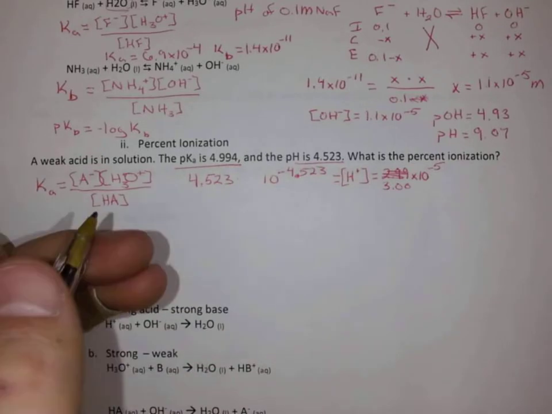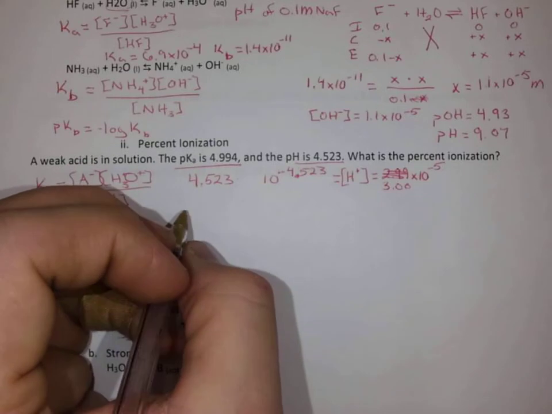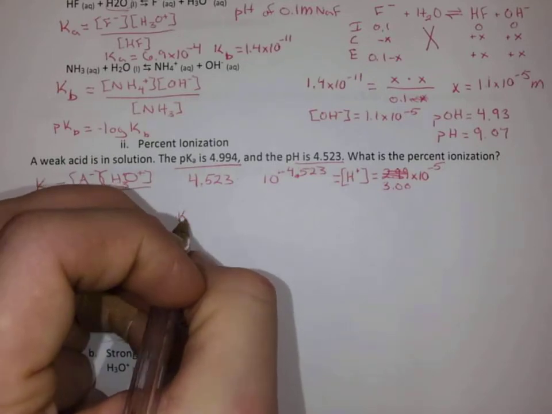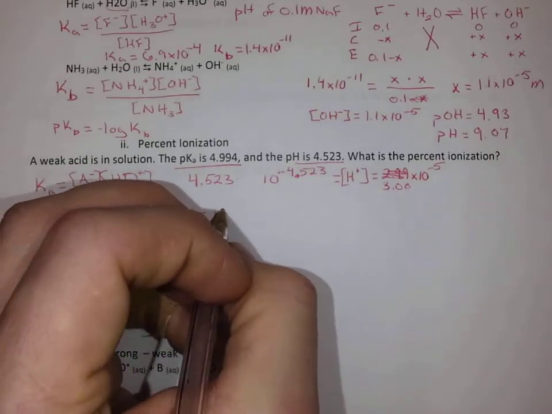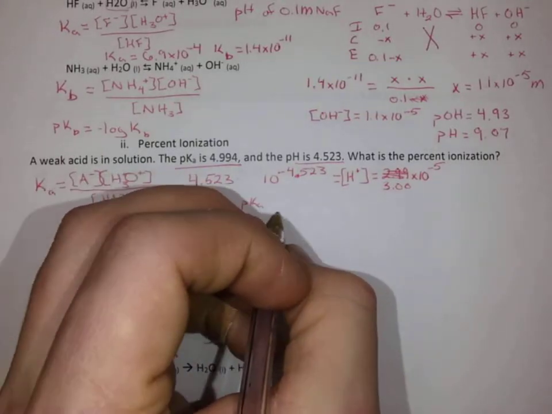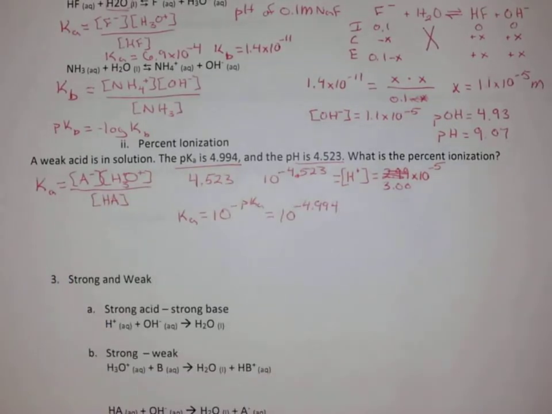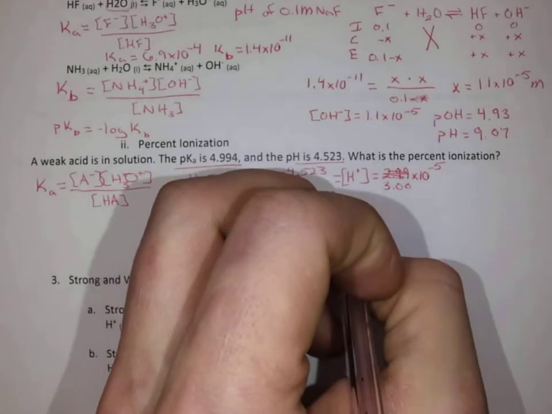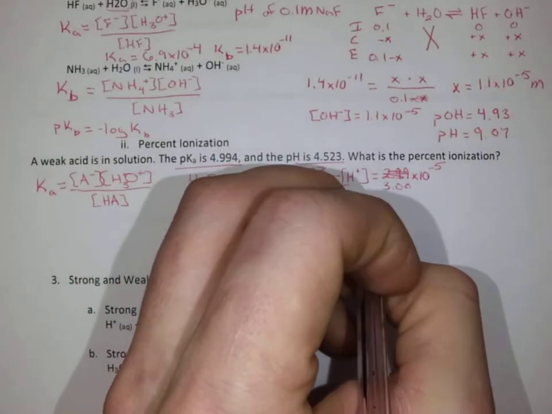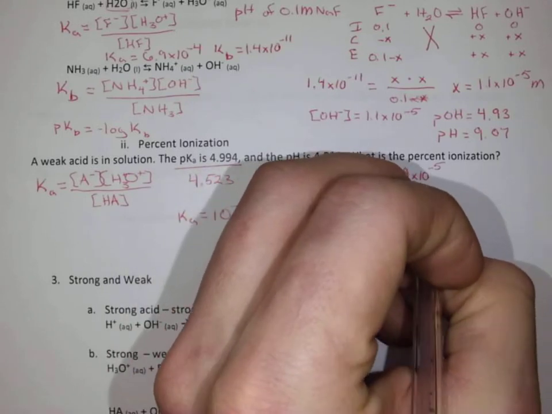We also know the pKa. So if I know the pKa, I can calculate my Ka. So Ka is going to be equal to 10 to the minus pKa, which is 10 to the minus 4.994. So we're going to again have another 10 to the negative fifth number. 10 to the negative 4.994 is equal to 1.0139 times 10 to the negative fifth.